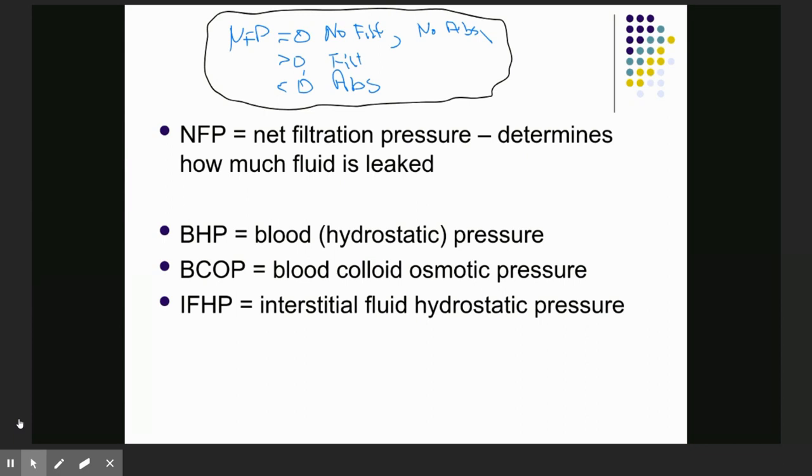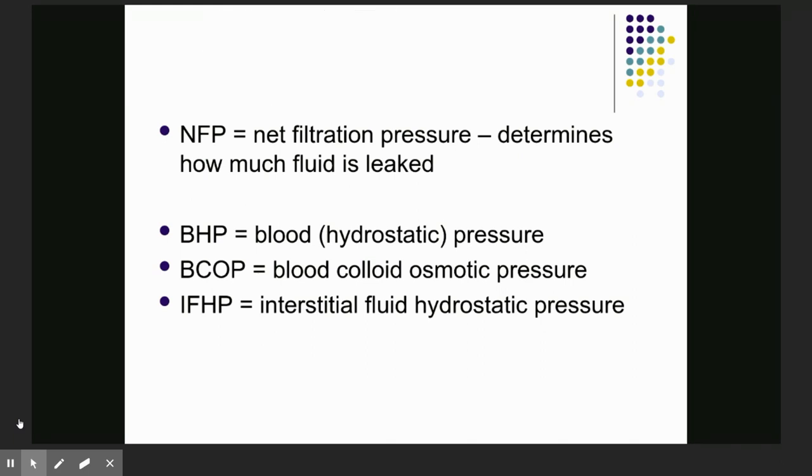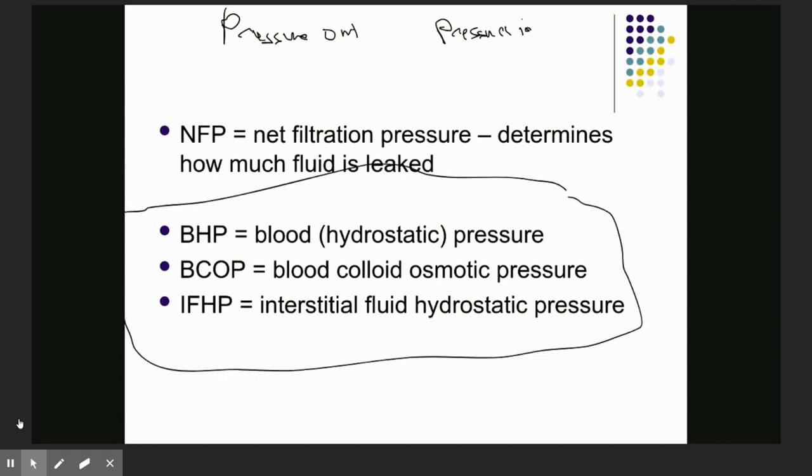Once we know this, all we have to do is figure out the pressures out, because remember, we're going to subtract the pressures out, and then we have to figure out what are the pressures back in. Well, there are 3 pressures, and here they are right here. These are the 3 pressures.